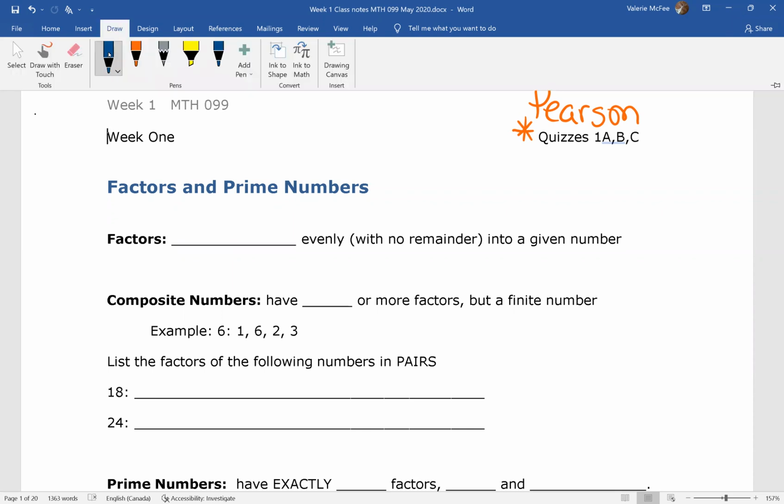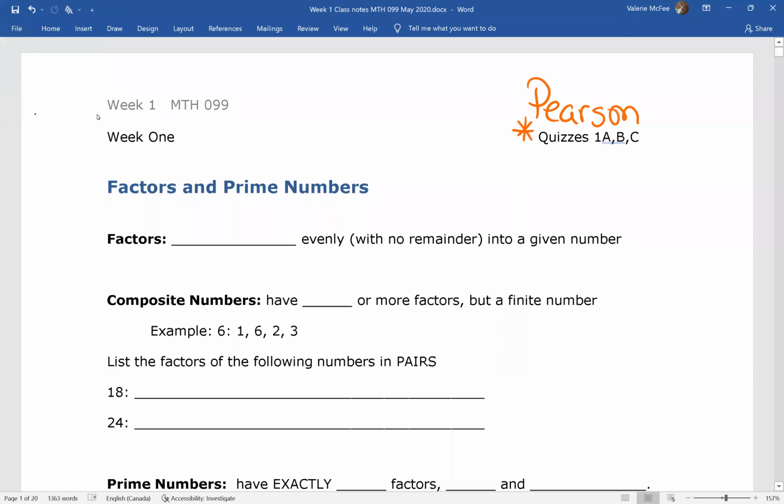We're starting this semester talking about factors and prime numbers, so we need to have some definitions. Factors are those numbers that divide evenly into a given number. When we say it divides evenly, it means there's no remainder. So for example, the factors of 6 are 1 and 6, 2 and 3.